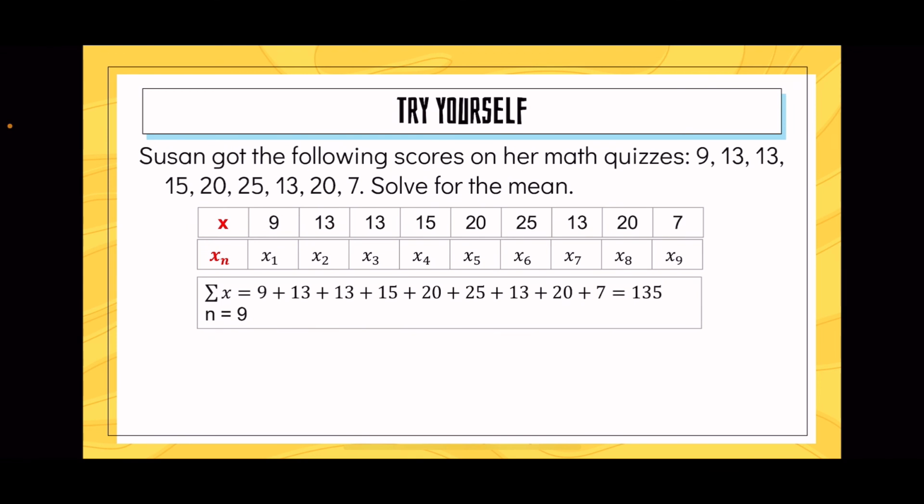And how many scores are there? There are 9. So using the formula, x bar is equal to the summation of x over n, what are we going to do? That is right. We are going to substitute the numbers that we solved earlier into the formula. So the summation of x is, that is right, 135. And for the value of n, we have 9. Very good. And 135 divided by 9 is equal to, very good, 15. And 15 now is our mean.